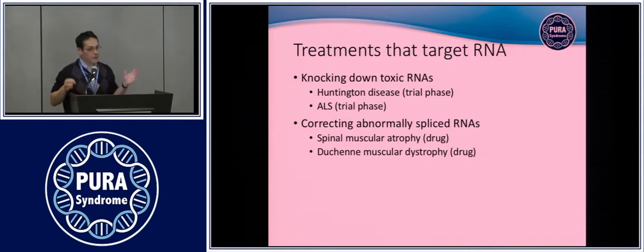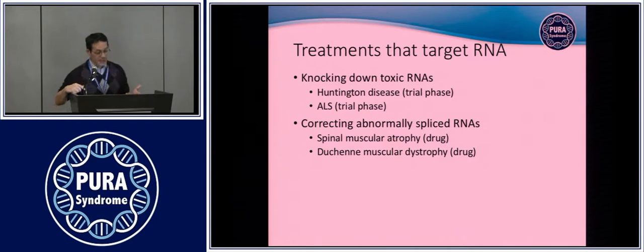One is where, if your RNA is doing something toxic, and we don't know at all if that's what's happening in Pura, you can make these little antisense drugs that recognize specific RNAs and knock them down, degrade them. That's being used in Huntington's disease at a clinical trial phase, and also, rather excitingly, for motor neuron disease, for ALS. And that's one approach if your RNA is toxic.